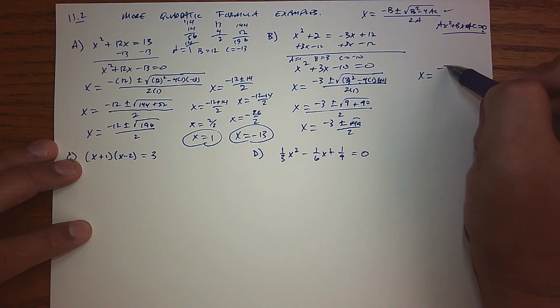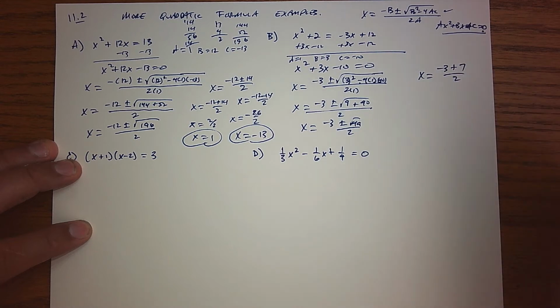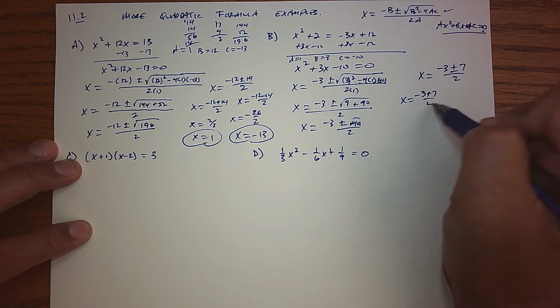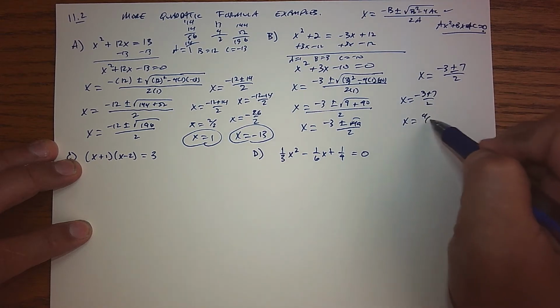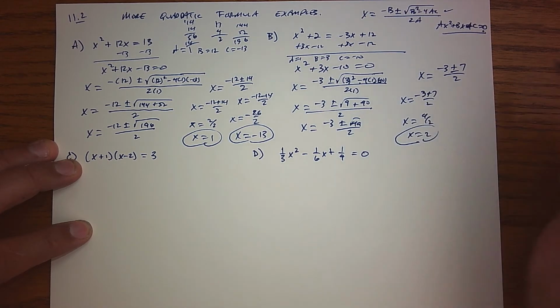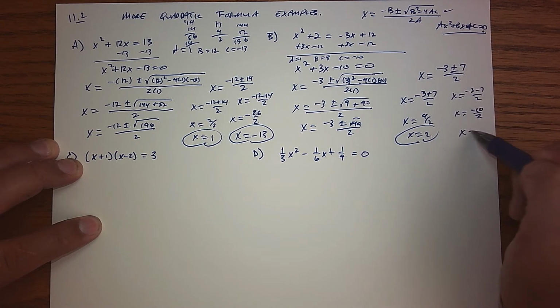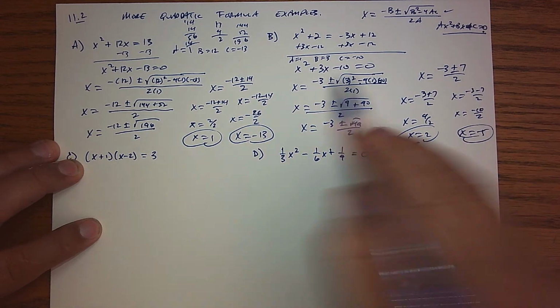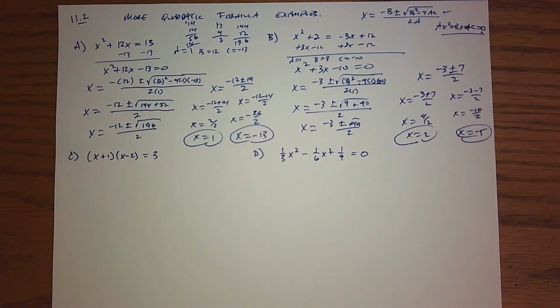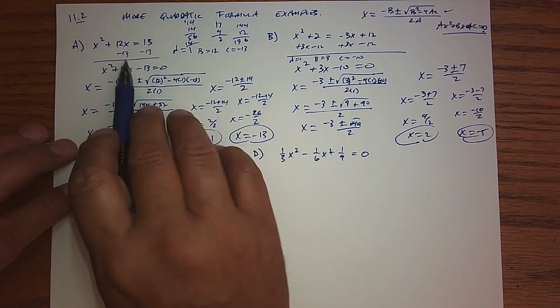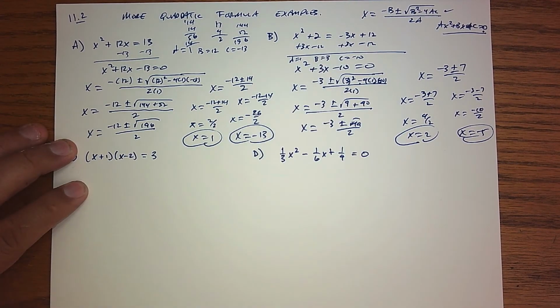And so that becomes negative 3 plus 7, all over 2. One potential answer is negative 3 plus 7 over 2. That's 4 over 2, so x equals 2. The other answer is negative 3 minus 7 over 2. That's negative 10 over 2, giving us negative 5. And if you factored, you guys probably could have seen that a lot earlier. But like I said, we're learning the quadratic formula, so let's use it. So again, these two had a problem that we weren't set equal to 0.